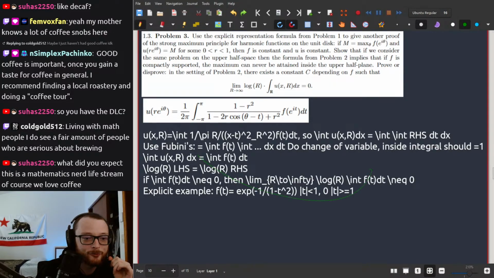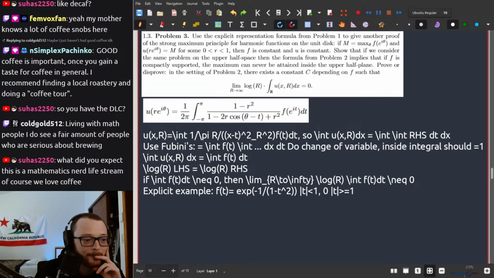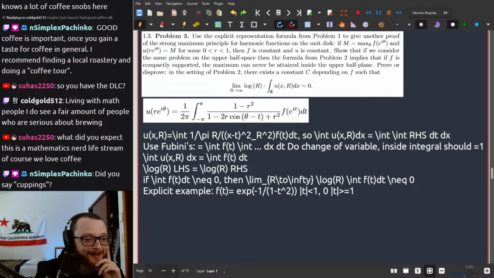What I'm trying to do is translate these notes I was hurriedly taking during office hours into actual math. Yeah, it's kind of an awkward name for it, but they're called cuppings.